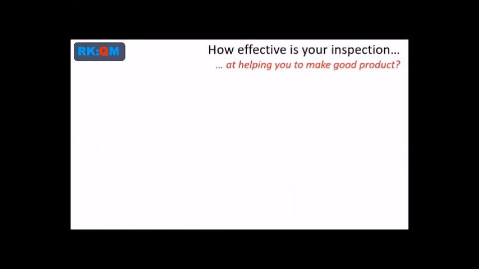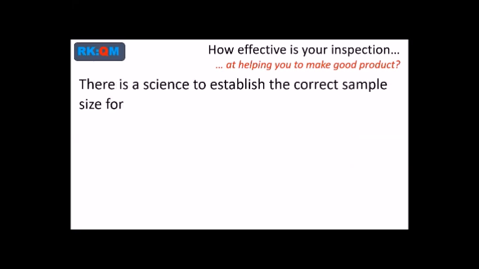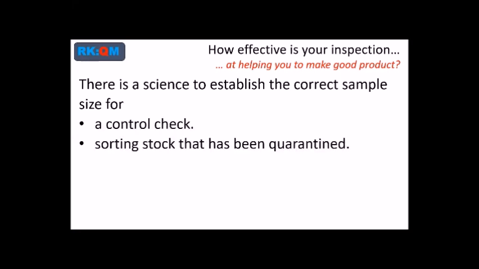Here's another question to ask yourself. How effective is your inspection at helping you to make good product? Again, as we've been hearing so often in recent times, we should be guided by science, not historic dogma, nor standards set in the past. Many control plans are no longer valid because the machines in the process have changed or the raw materials are different. Yes, there is a science for both establishing the sample size for control checks and the sample sizes for sorting quarantine stock.